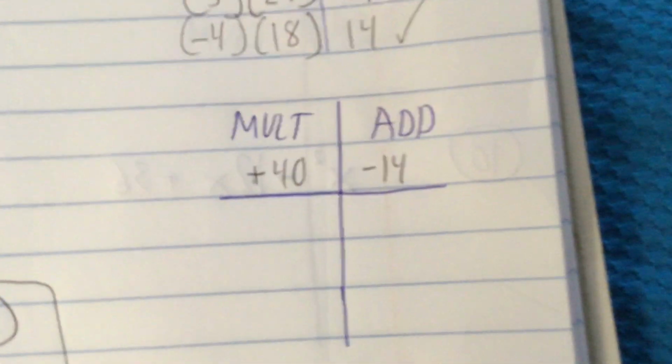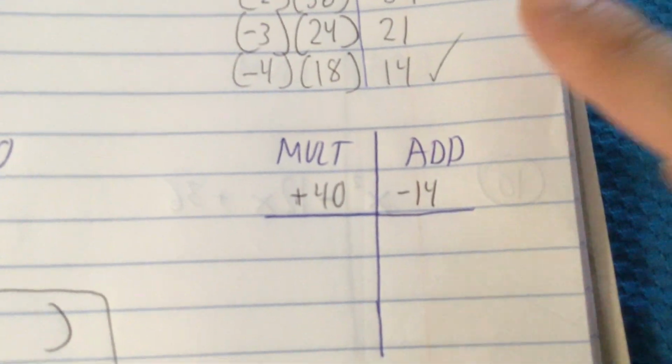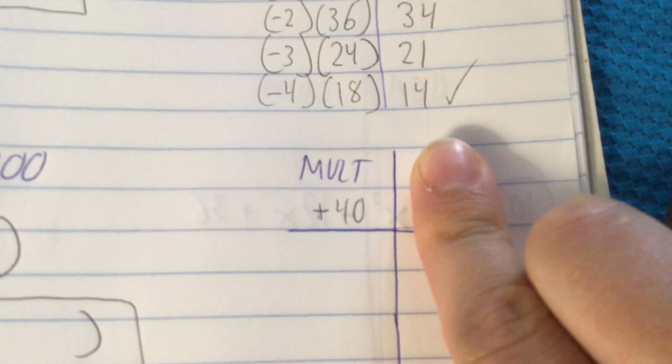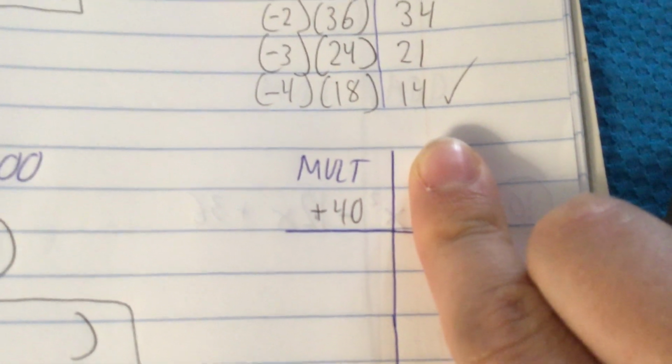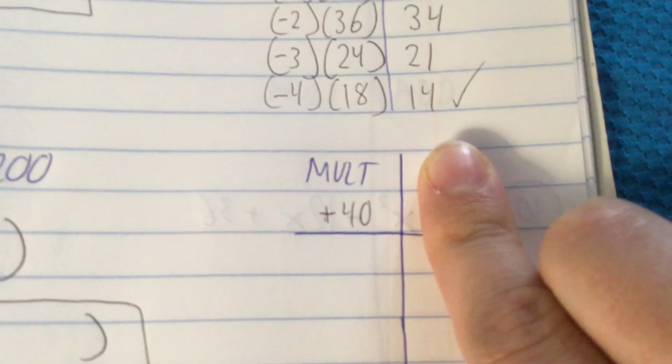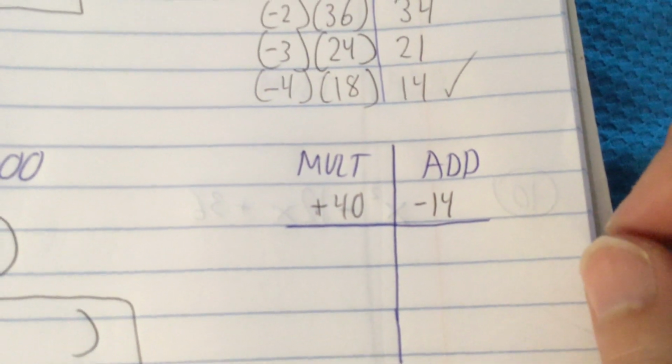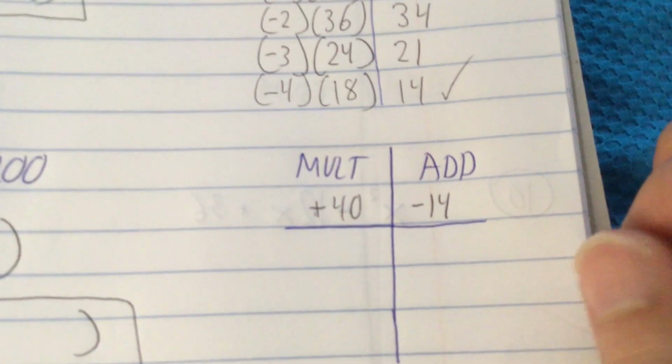Okay, so two numbers that multiply to positive 40 and add to negative 14. So I'm going to cover up the right column. I'm going to look at it and go, how do I get two numbers that multiply to make positive 40? Well, it has to be positive positive or negative negative. Well, they add to a negative, so that combination needs to be negative negative.